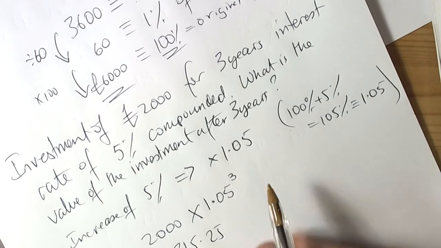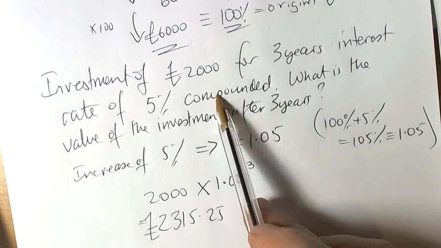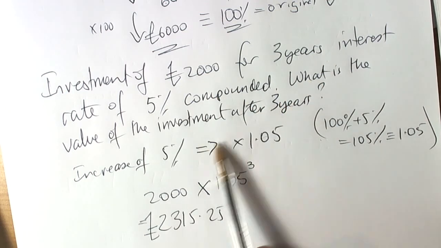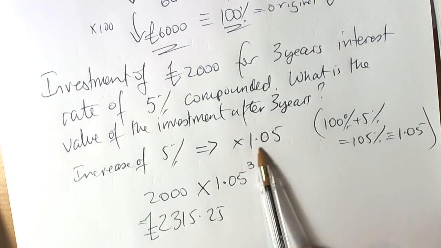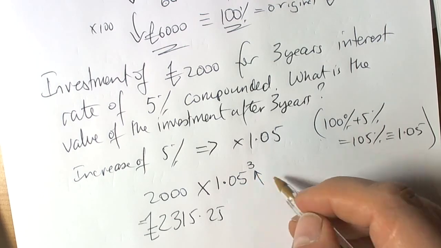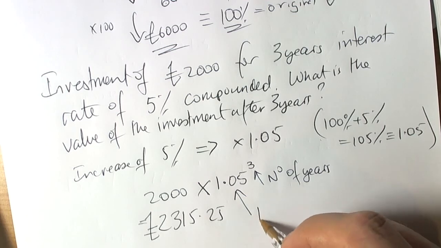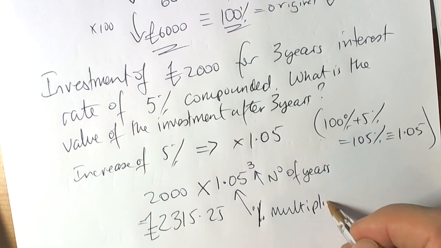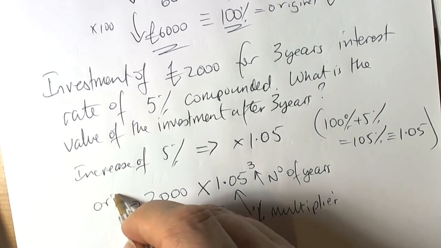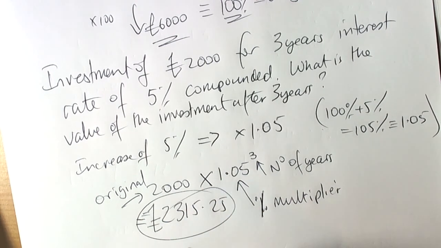So that would be how to do those kind of questions where they're talking about an investment of so many years, compounded interest, what is the value of the investment after 3 years. Work out what my percentage multiplier is per year. 5% increase means 1.05, but I'm doing it for 3 years, so that basically is the number of years. That's my percentage multiplier, and that's my original value, and in doing that we find out what the new value is.